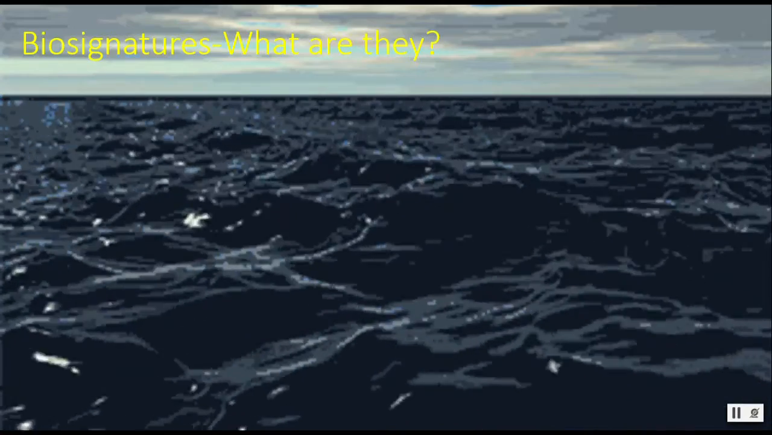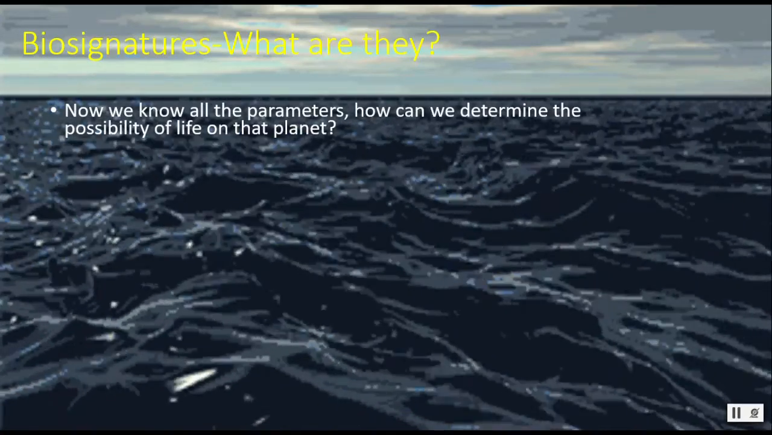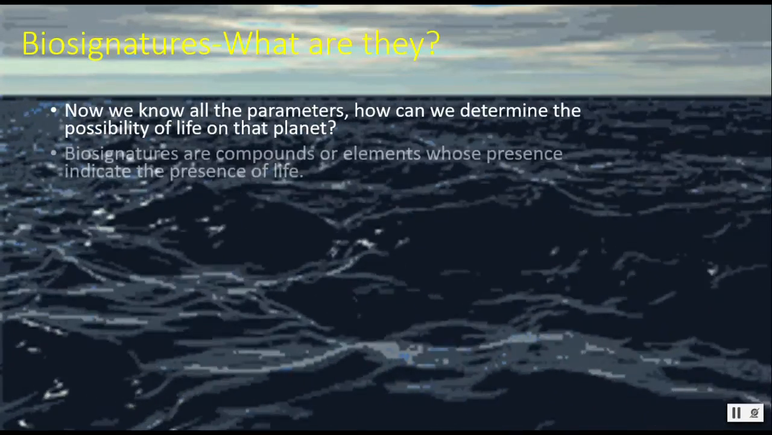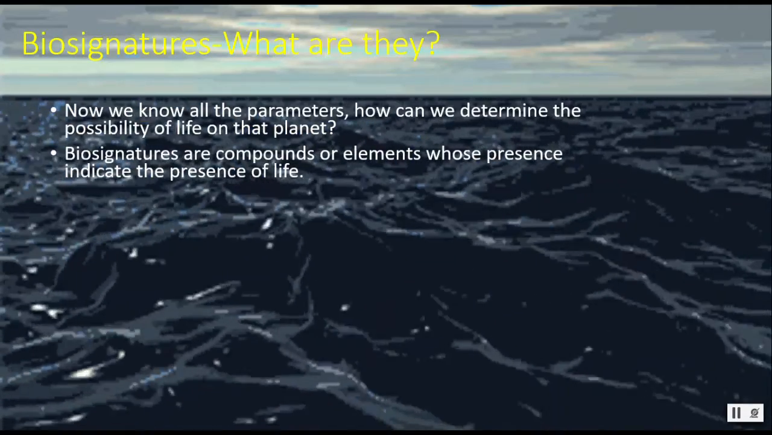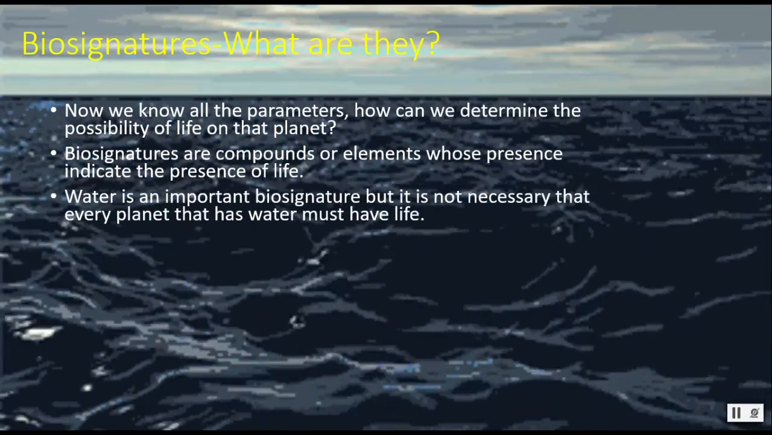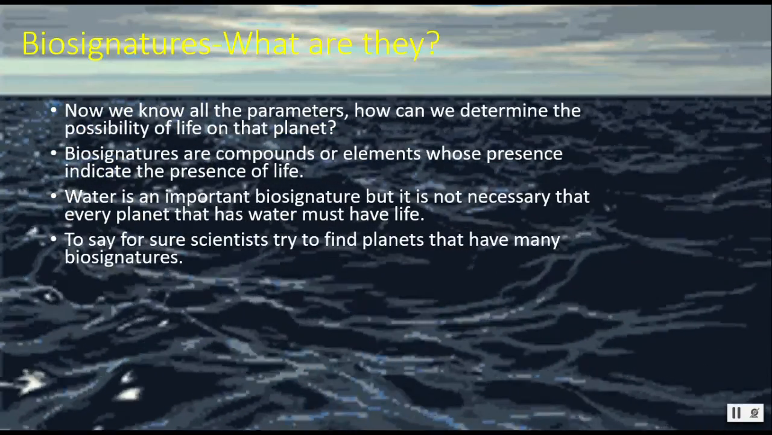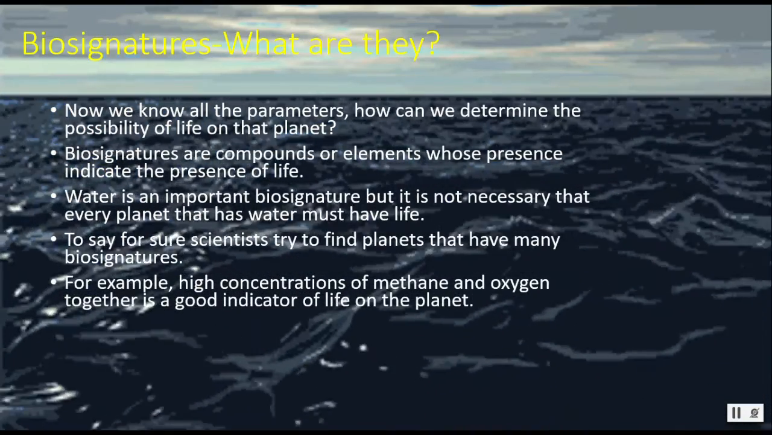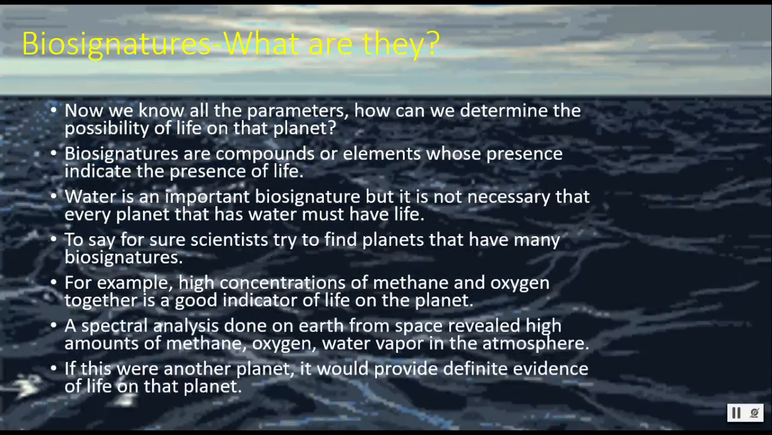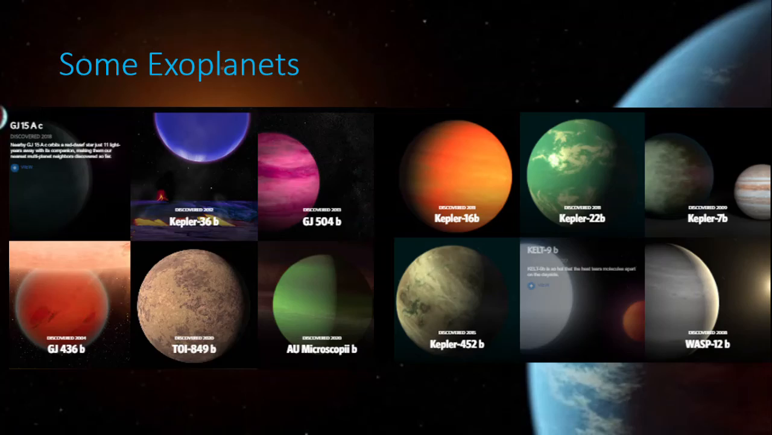Moving next, let's see what biosignatures are. Now that we know all the parameters, how can we determine the possibility of life on that planet? Biosignatures are compounds whose presence indicates the presence of life. For example, high concentrations of methane and oxygen together is a good indicator of life.